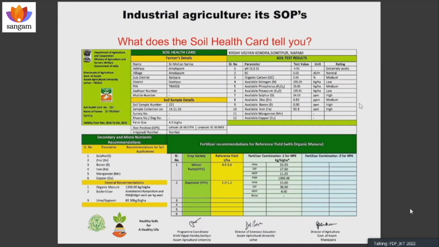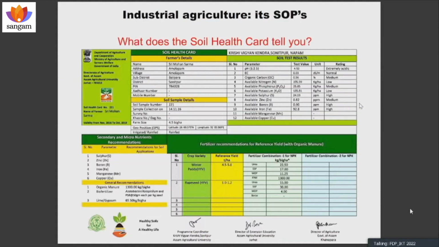There's a very interesting, I would say, a secret that is buried in what we call the soil health card. Any agriculture, modern industrial agriculture, is dependent on this analysis. It's like your blood test. Without this, there is no chemical agriculture possible, because the first thing you do is get your soil tested.